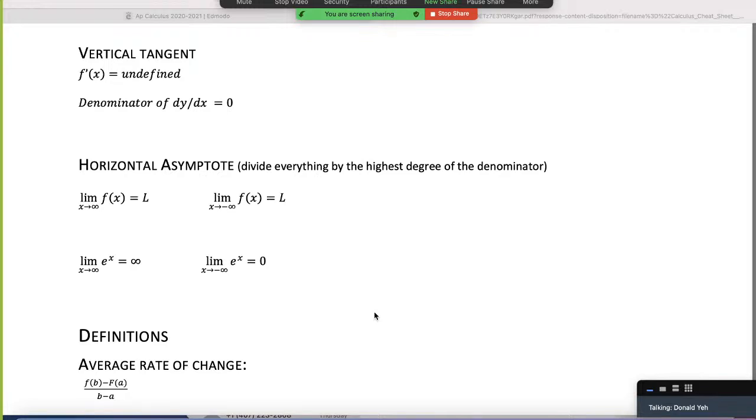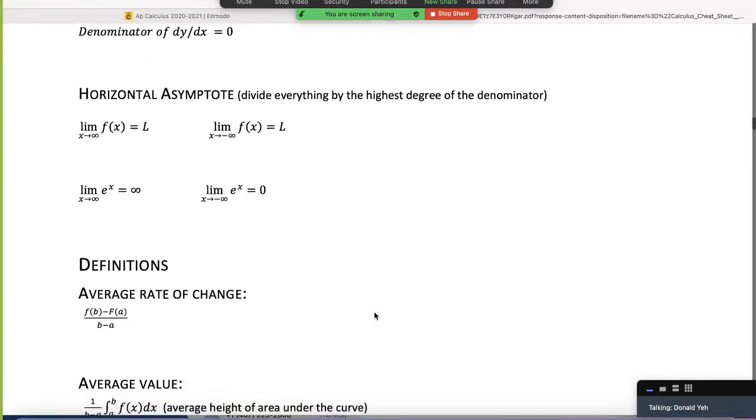Horizontal asymptote: limit as x approaches infinity, limit as x approaches negative infinity. If it's inside the radical, you divide the bottom by x and divide the top by x squared, because the terms are inside the radical. We have the same situation happen later on.